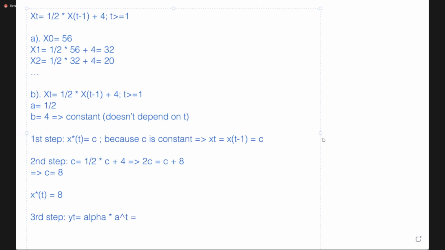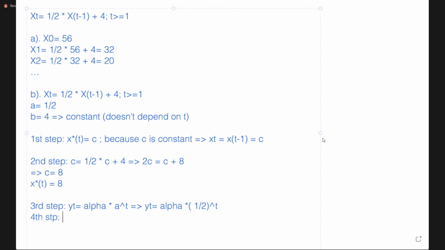If I were to rewrite this with the information that I have, it means that yt should be equal to this alpha multiplied by a, which is 1 divided by 2, to the power of t, which takes me to my final step, the fourth step. In my fourth step, I'm going to have to write the final solution, considering all of the elements that I've created just now. The final solution looks like this.